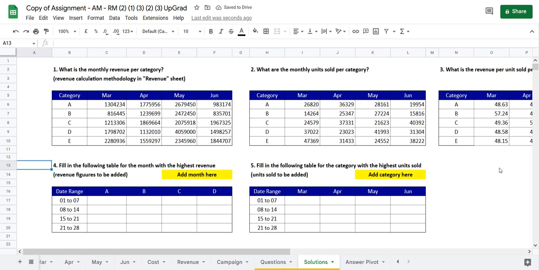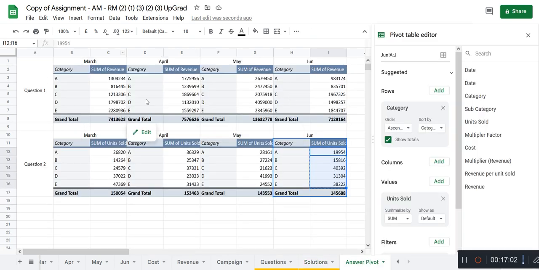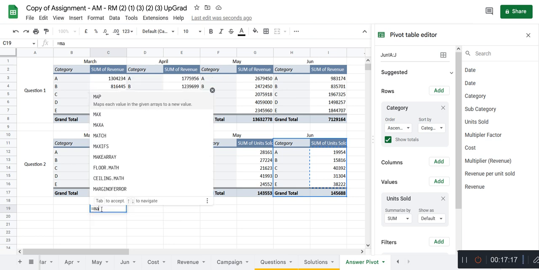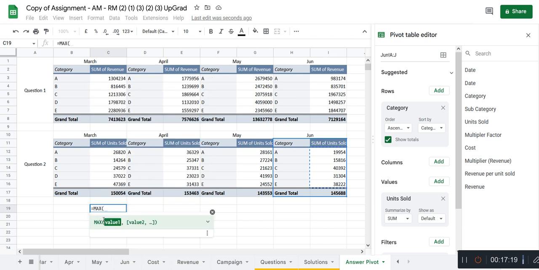Okay, now the fourth question is, we have to fill the following table for the month which has the highest revenue. So for which particular month we have the highest revenue, we have to check. Okay, so basically if you observe the answer pivot for the revenue, this is the table, right? So if you compare all this revenue for each and every month, we have to check which is the highest one. So for that what we'll do, we will type equals max. Okay, we will use max.